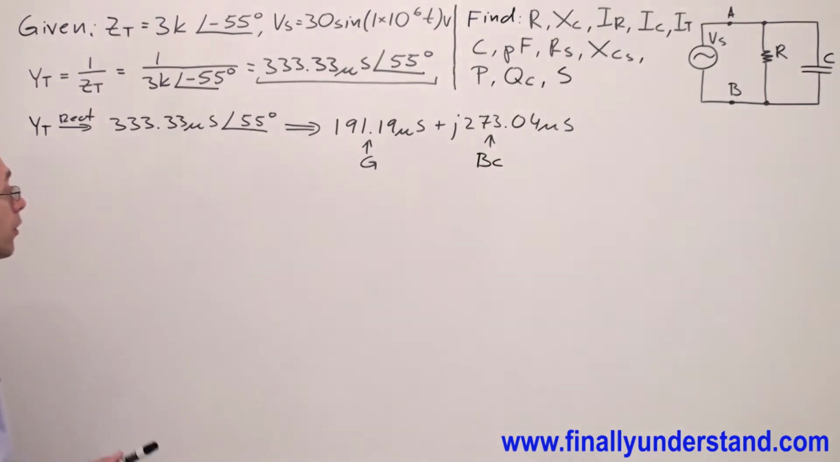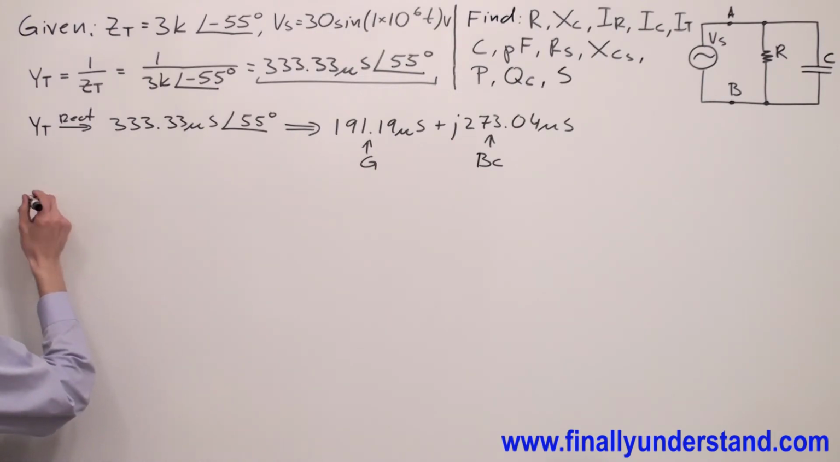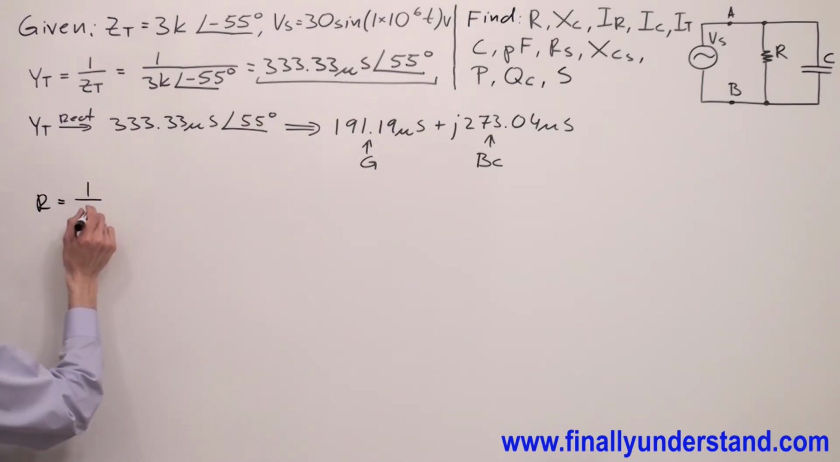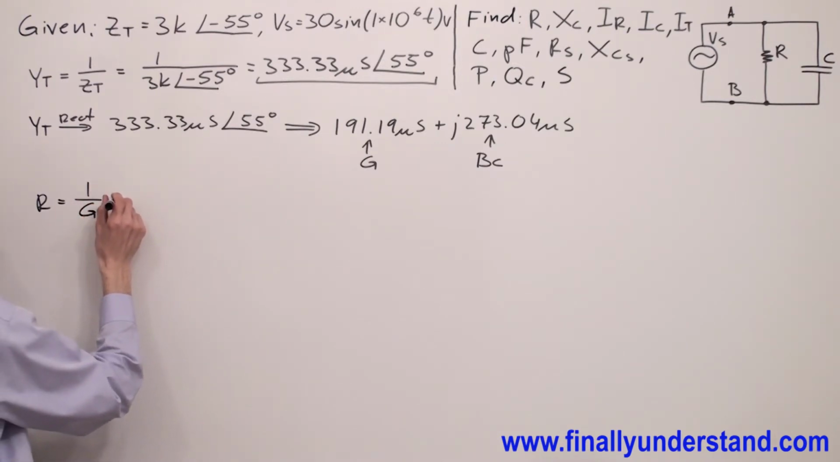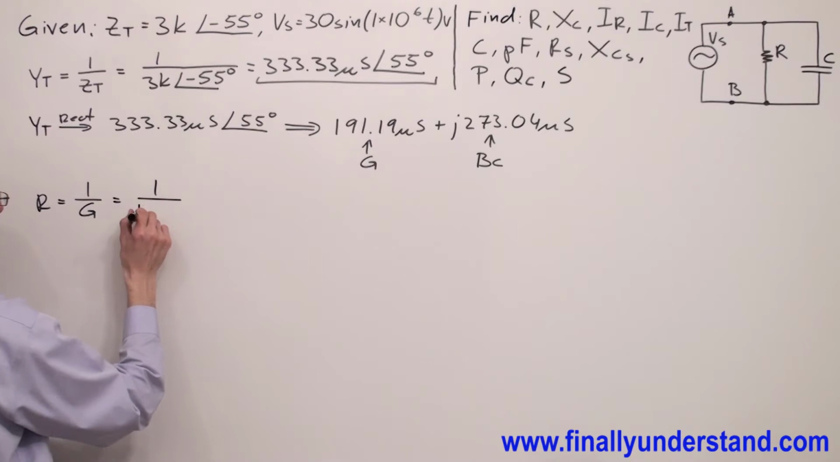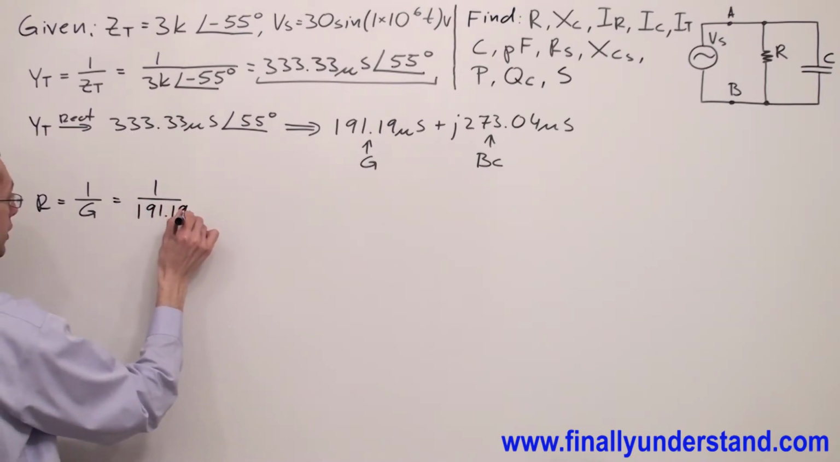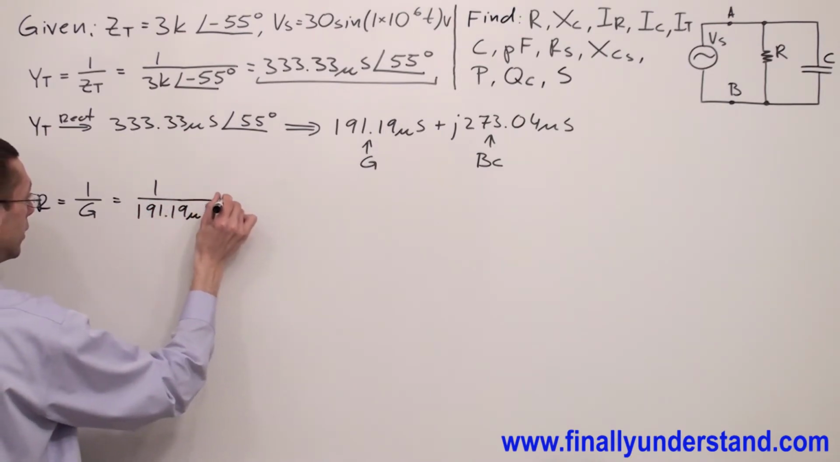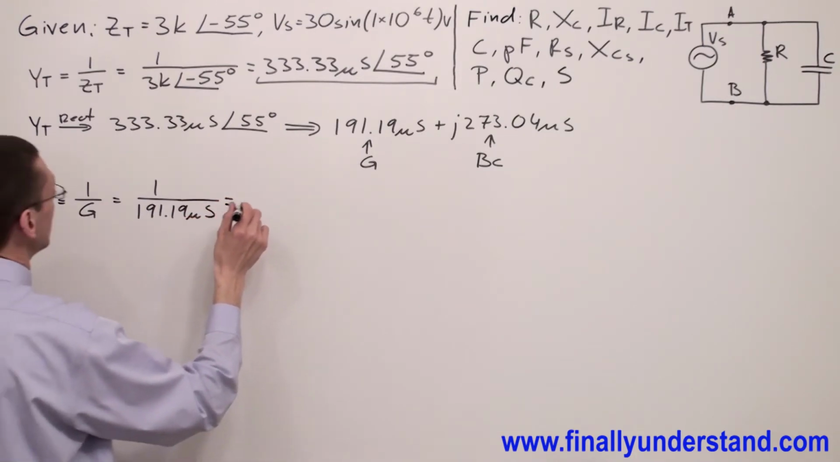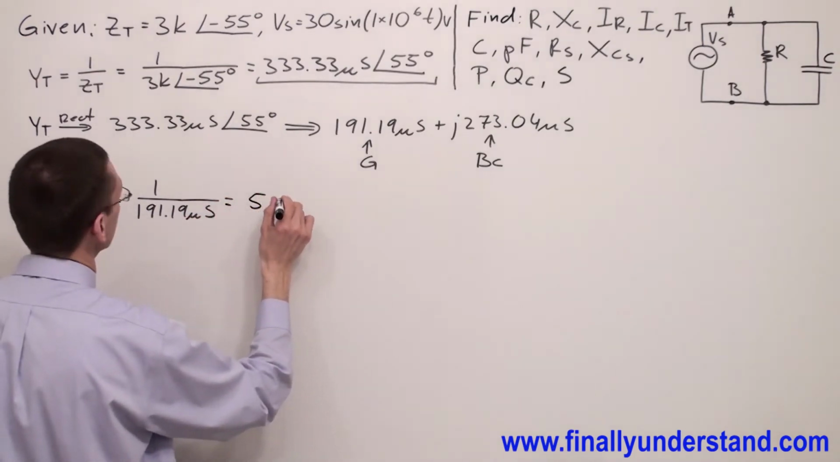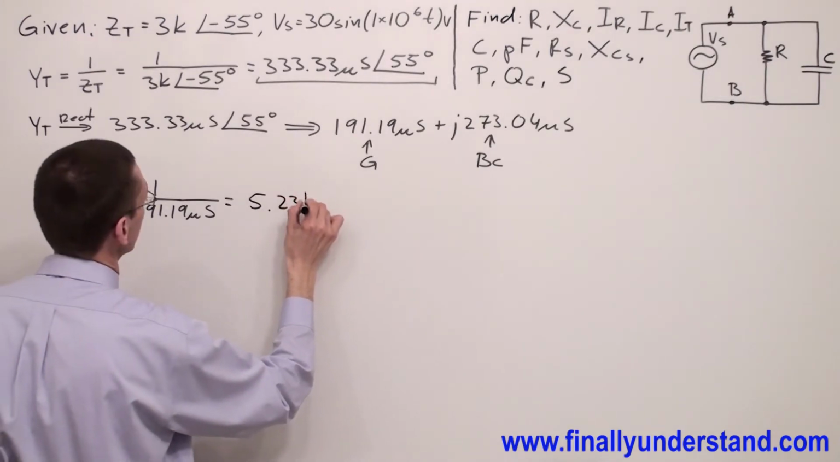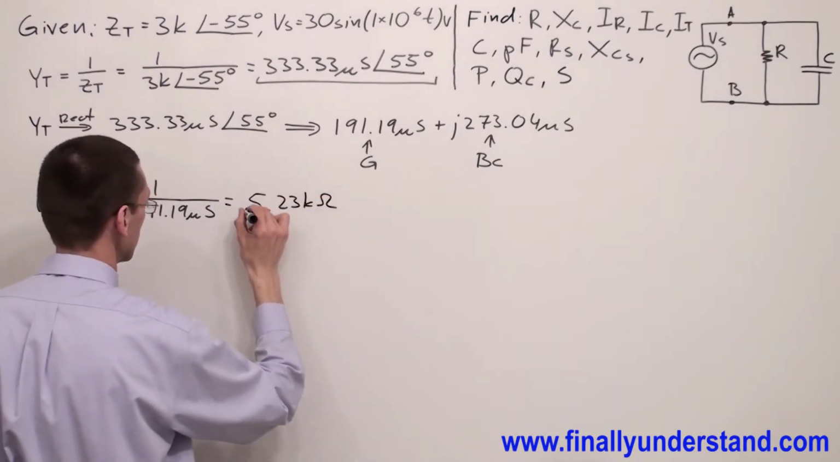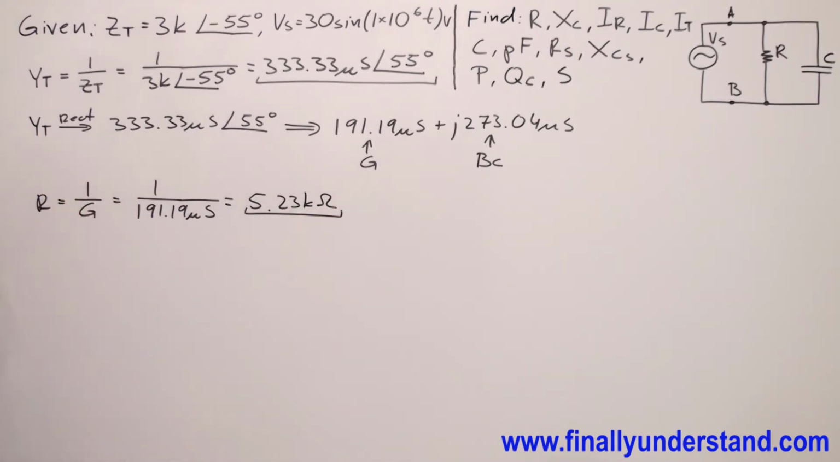BC. Now, in order to find the resistance, I'm supposed to use the formula which says resistance is equal to 1 over the conductance, 1 over G, which is equal to 1 divided by 191.19 microsiemens, and this is equal to 5.23 kilohms. Okay, so this is the value of my resistor.